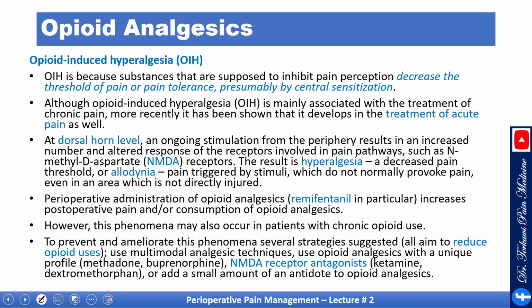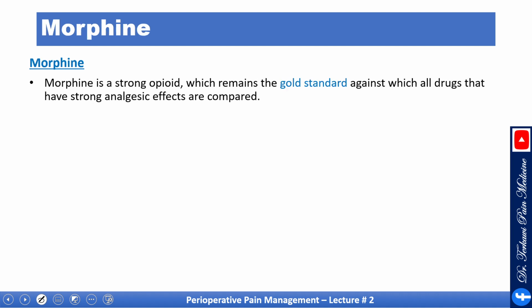To prevent and ameliorate this phenomenon, several strategies aim to reduce opioid use here. Use multimodal analgesia techniques, use opioid analgesics with a unique profile like methadone or buprenorphine, use NMDA receptor antagonists, and add a small amount of opioid antagonist, still in theory.